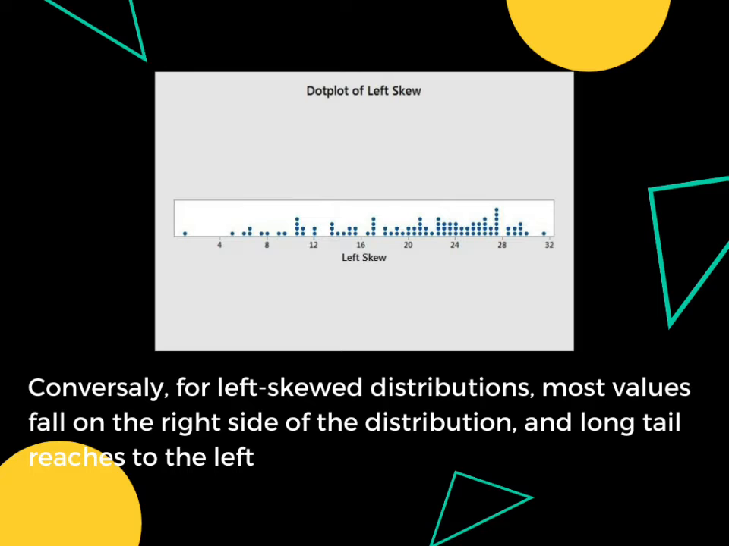Conversely, for left skewed distributions, most values fall on the right side of the distribution, and a long tail rises to the left side.